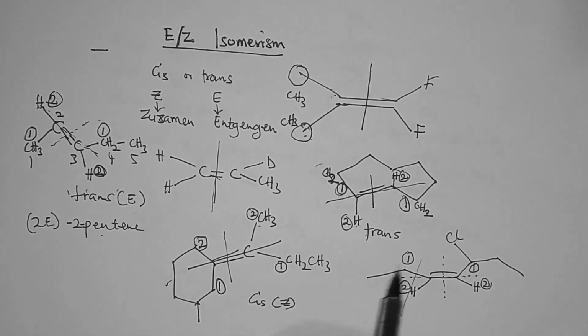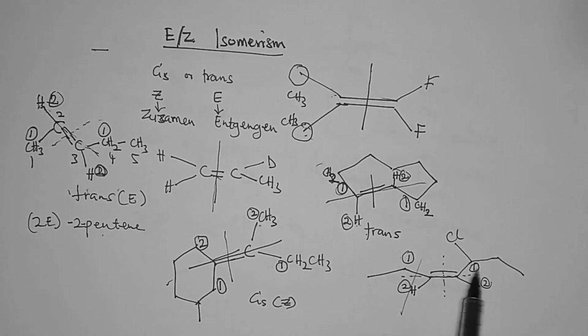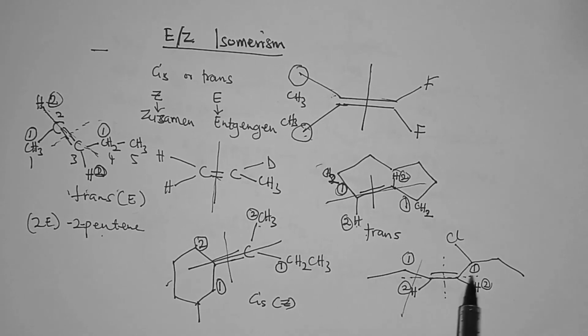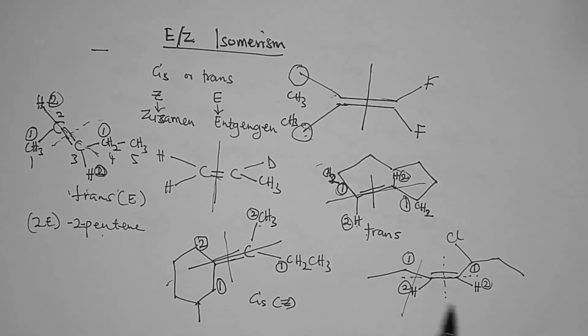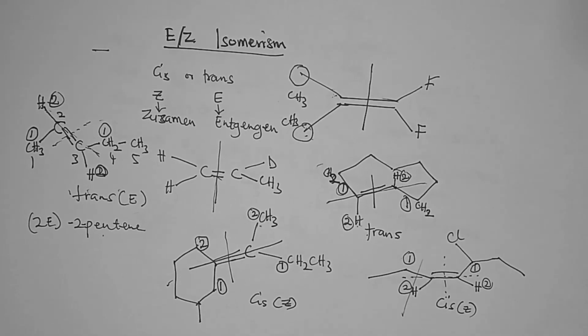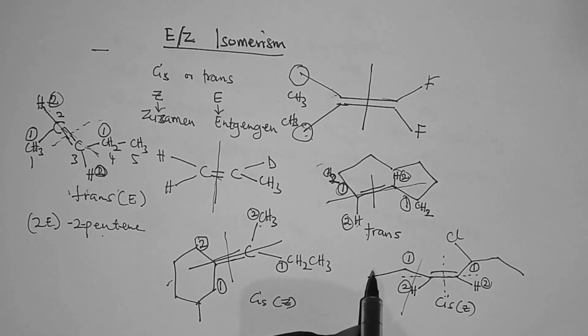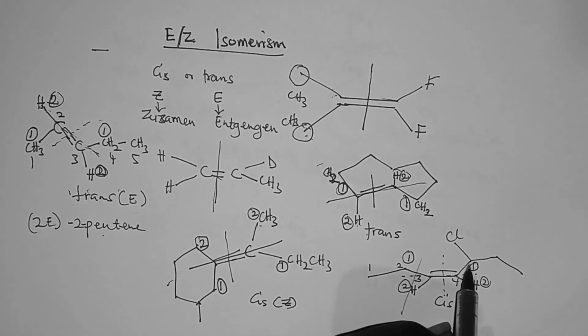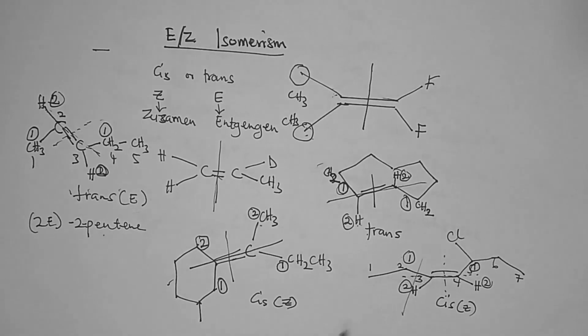You can see that the ones are on the same side of the horizontal line. 1 and 1 are on top of the horizontal line. Then 2 and 2 are also at the bottom of the horizontal line. So the groups of higher priority are on the same side. And therefore, since they are on the same side, it's a cis, which is a Z. So let's name the molecule. This is carbon number 1, carbon number 2, carbon number 3, 4, 5, 6, and then 7.